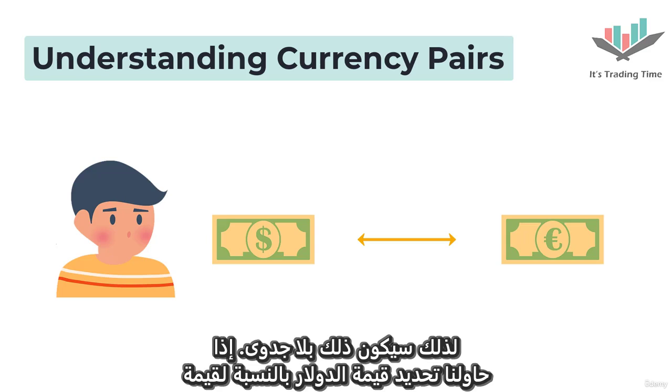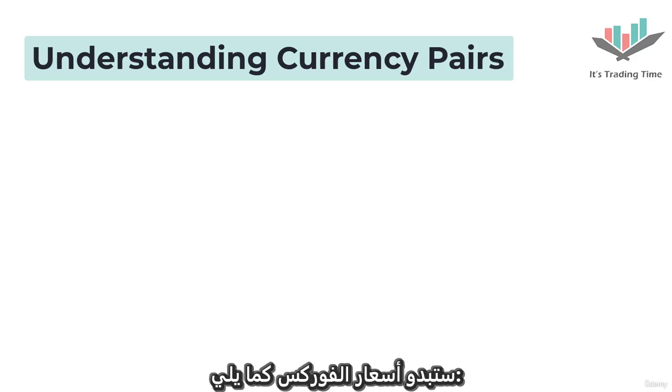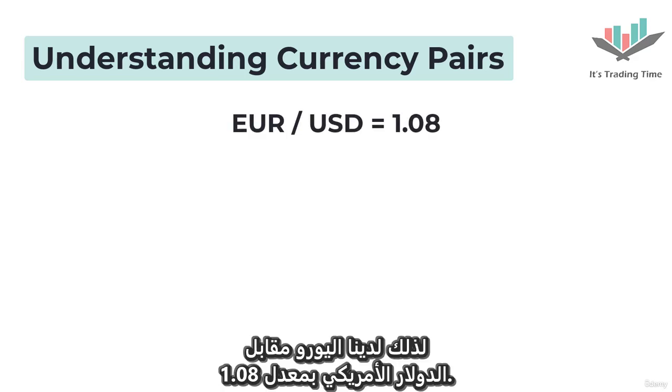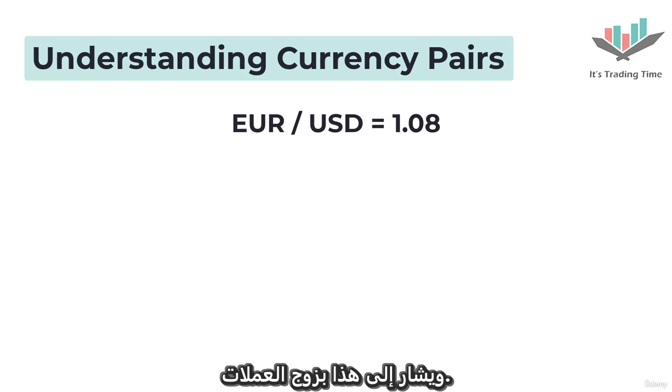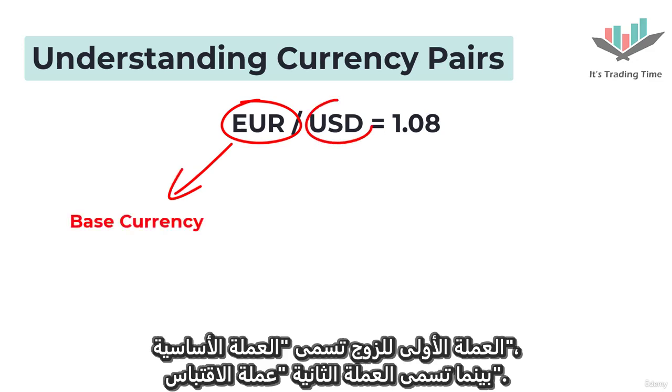That would be pointless. If we try to determine the value of the dollar in relation to the value of the euro, the Forex quote will look like this. So we have a euro against US dollar at a rate of 1.08. This is referred to as a currency pair. The first currency of the pair is called the base currency, while the second is called quote currency.